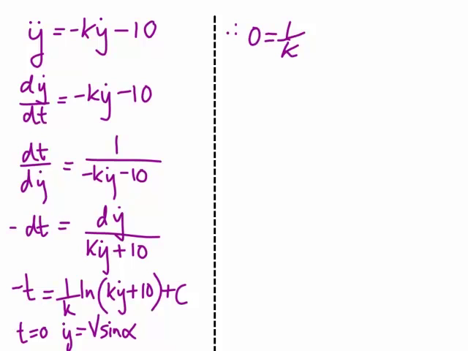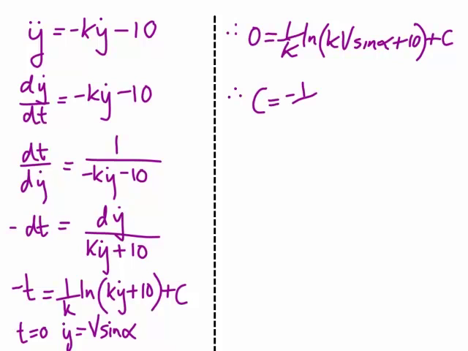Now we have a ln. We've got to put in the v. This is y dot, so it becomes k v sine alpha plus 10, plus the c. So we know that the c would actually just equal minus 1 on k, ln of this expression here, k v sine alpha plus 10.